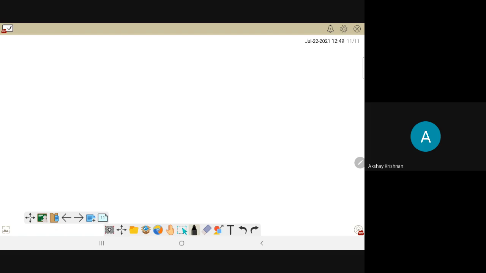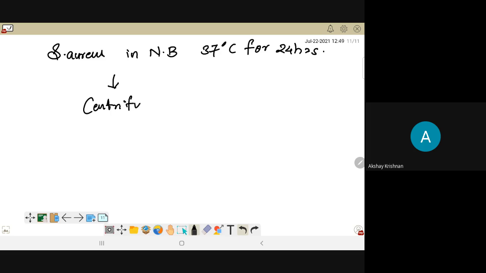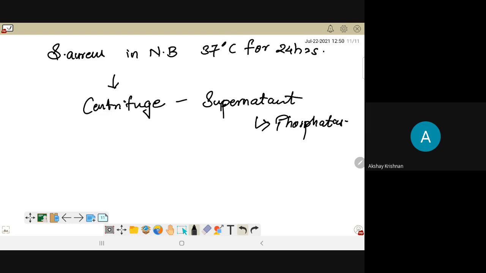Great. So for the test, what do we do? First of all, you have to inoculate S. aureus in nutrient broth and incubate it overnight at 37 degrees Celsius for around 24 hours. Next day, you centrifuge the broth. Okay, and the supernatant is what you are going to collect, because the supernatant will be the source of phosphatase. So we will collect the supernatant and that's going to be your enzyme. Okay, so you want to check how much activity there is of phosphatase which is produced by S. aureus.